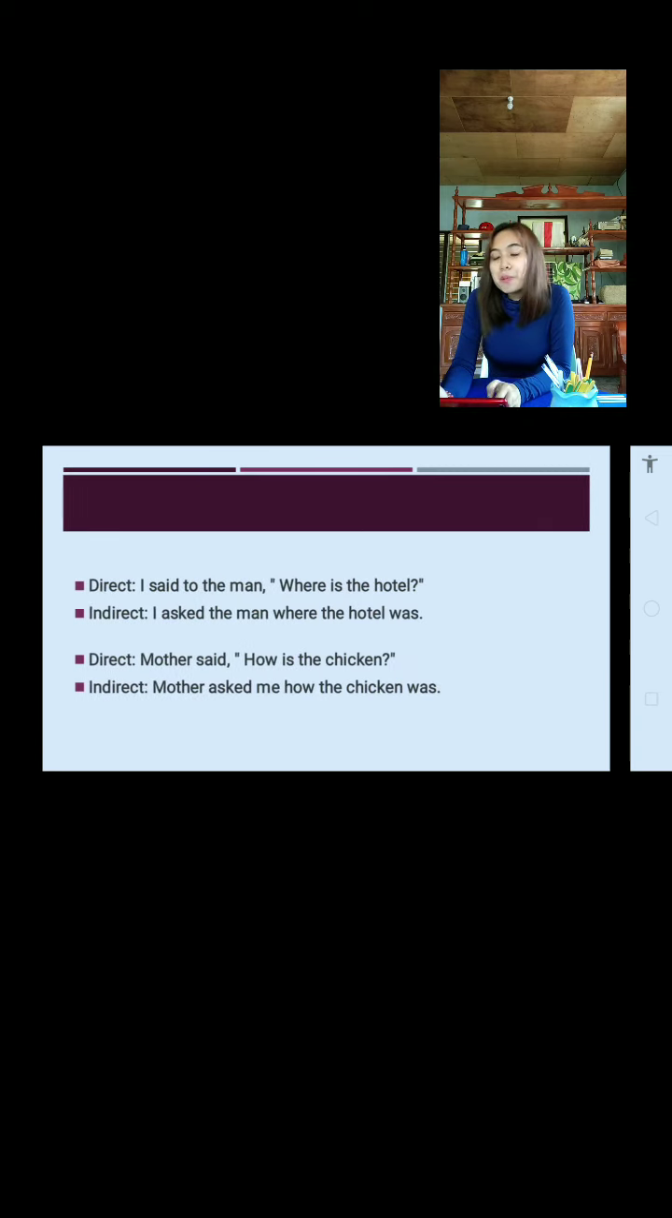Next, another example. I said to the man, "Where is the hotel?" For indirect speech, it will become, I asked the man where the hotel was. Our last example, direct speech. Mother said, "How is the chicken?" If we transform it to indirect speech, it will become, Mother asked me how the chicken was.